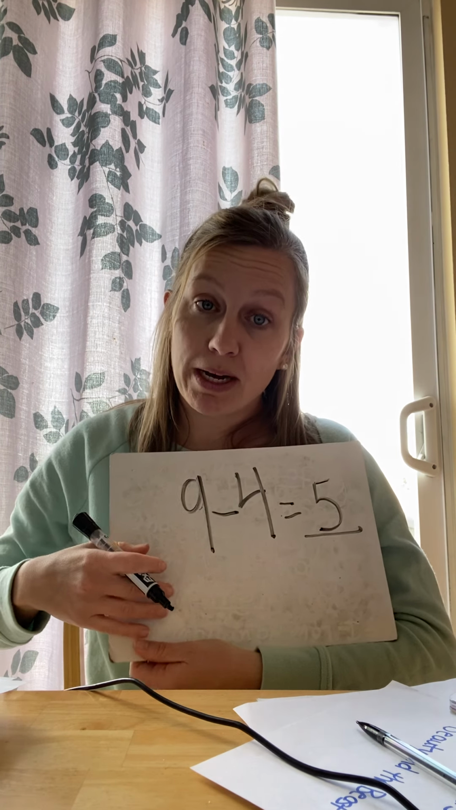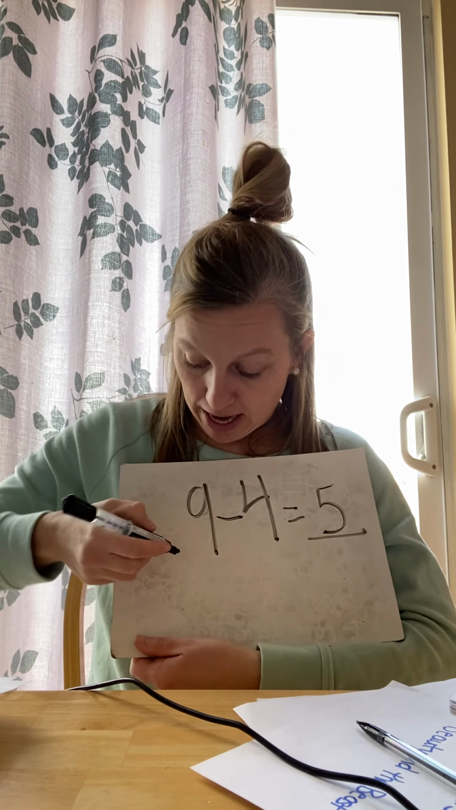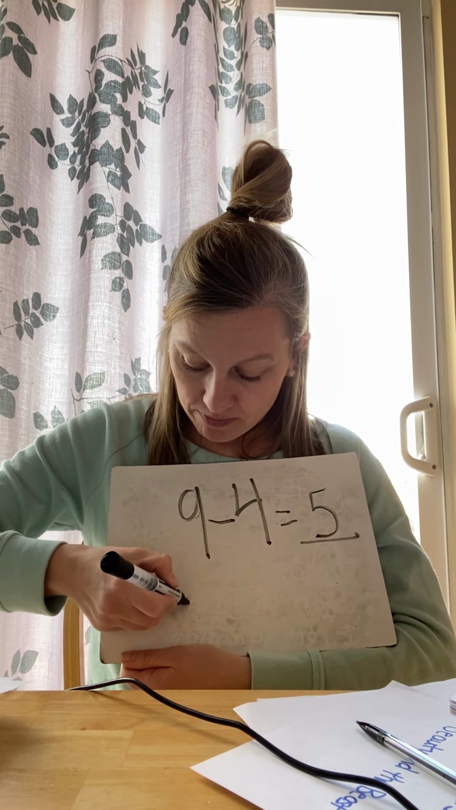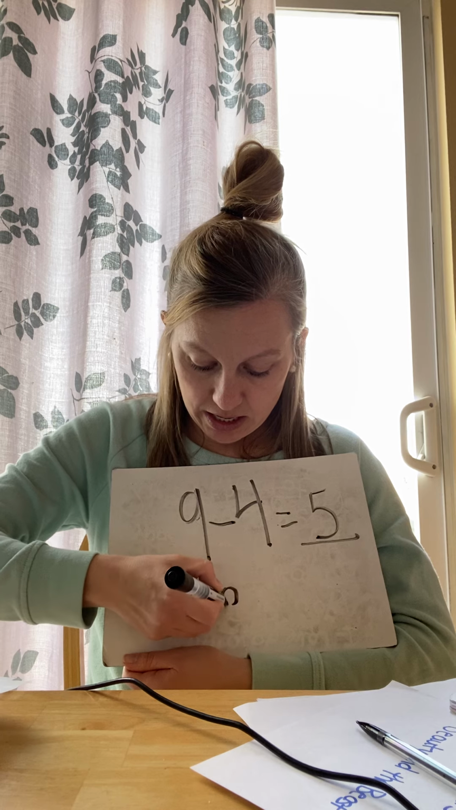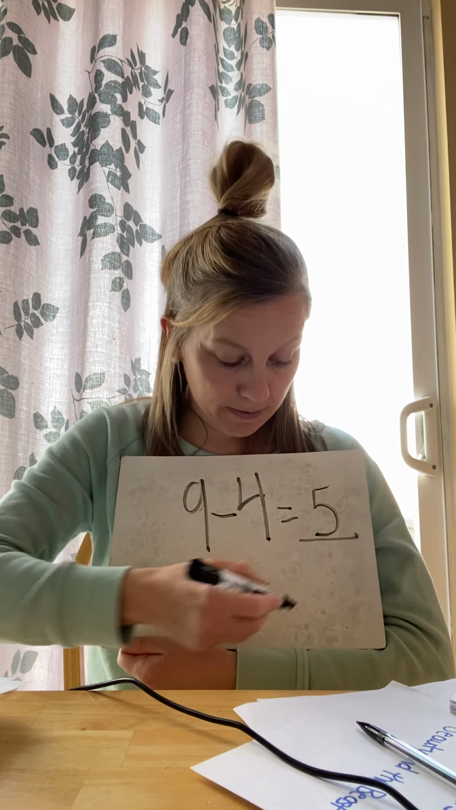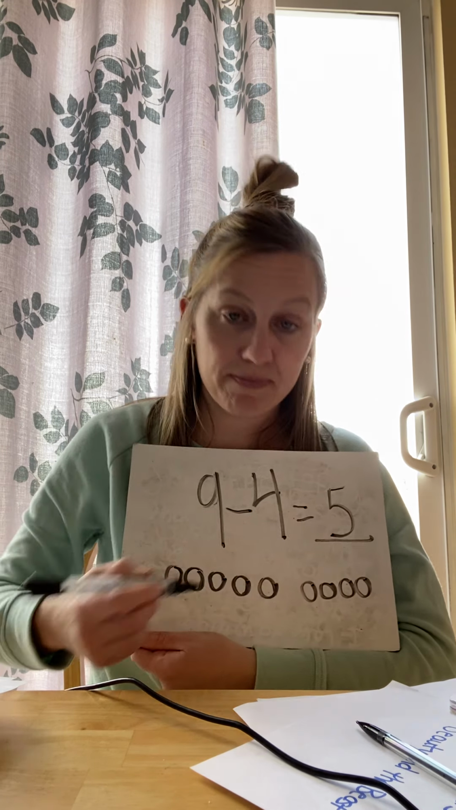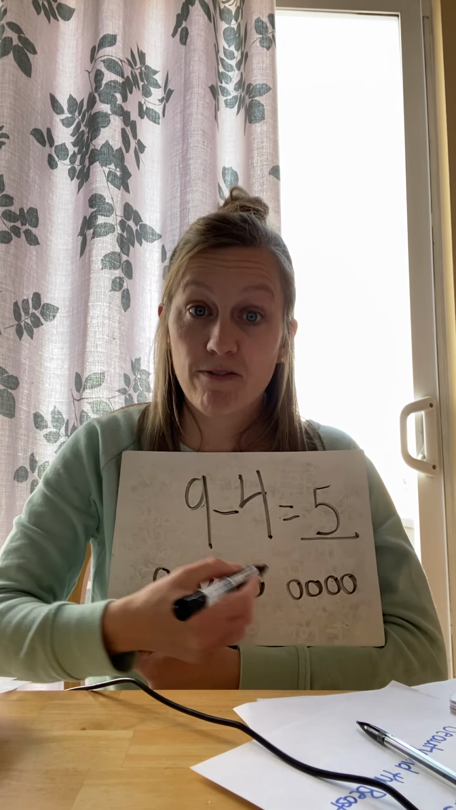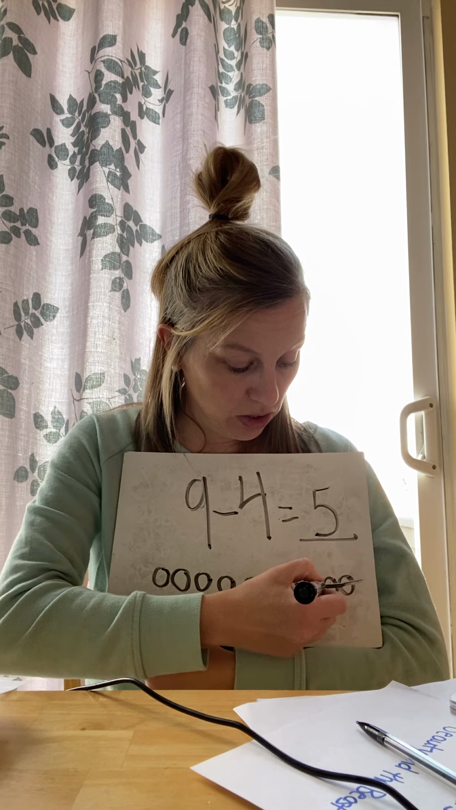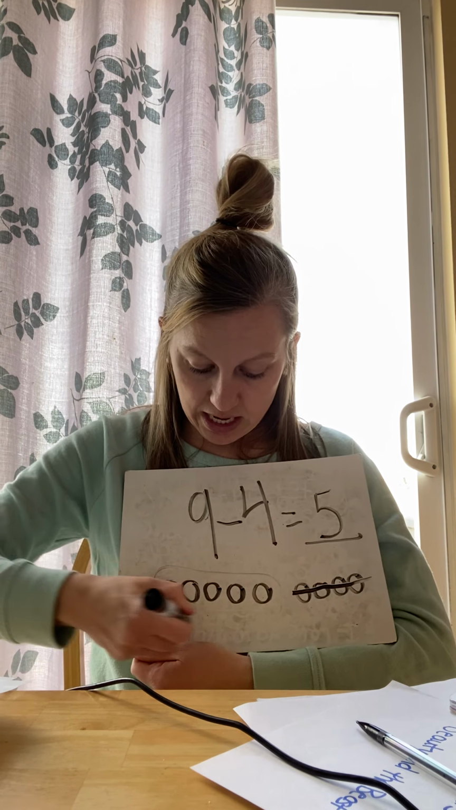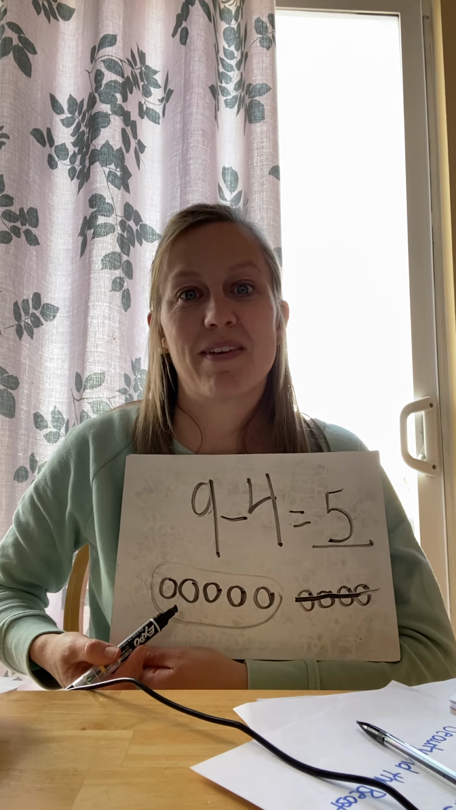But a model is a picture, and we usually just use circles in math. So I'm going to draw 9 of them, but I'm going to organize them in a 5 group. 1, 2, 3, 4, 5, 6, 7, 8, 9. Now I'm going to take away 4. 1, 2, 3, 4. 9, take away 4 equals 5.